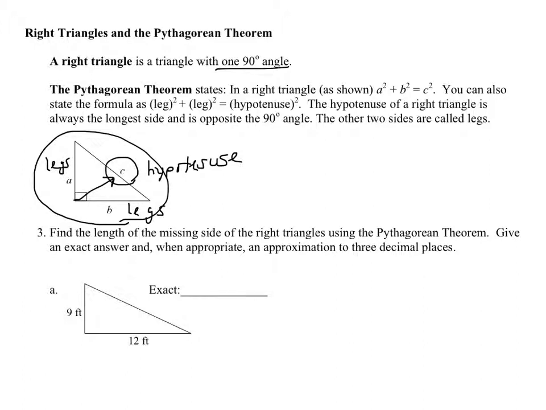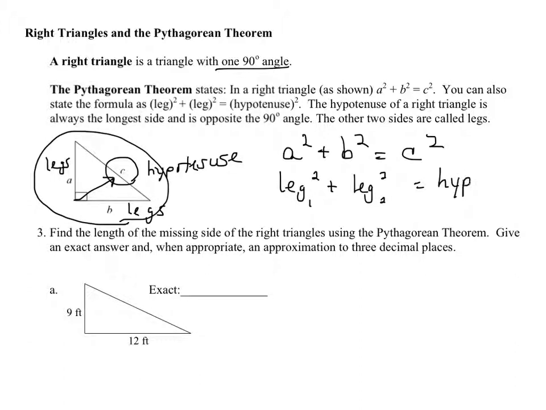So the Pythagorean theorem, named after a Greek mathematician and philosopher, Pythagoras, is a squared plus b squared is equal to c squared. Or we could say that one leg squared plus the other leg squared, leg 1, leg 2, is equal to the hypotenuse squared. And we can use these to find a missing side of a right triangle.